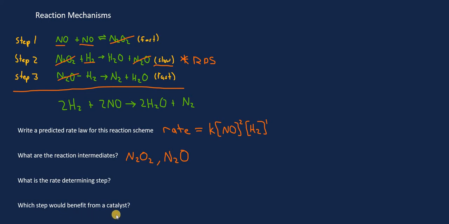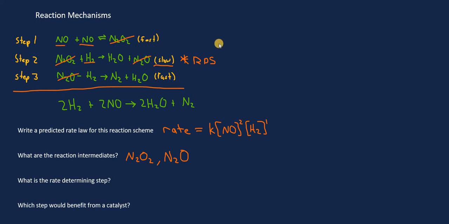And then which step would benefit from the use of a catalyst? Well, catalysts are compounds that speed up reactions. And if we wanted to speed this reaction up, we would need to target the rate determining step. And that's because the rate determining step is what sets the pace for the reaction. So if we wanted to increase the rate, we would target the slow step with a catalyst. So if we wanted to speed this reaction up, we would throw a catalyst into this slow step up here, and that would increase the rate at which this reaction takes place. Catalysts work by lowering the activation energy required for a reaction.